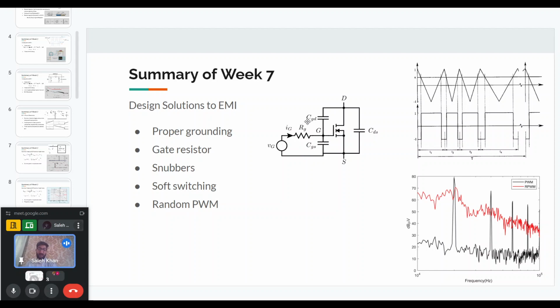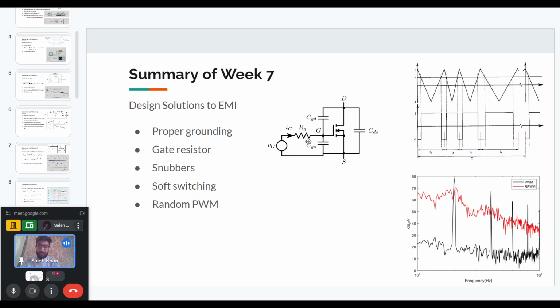So if we have a higher resistance, then it will take more time for the capacitor to charge. So it will take more time for the device to turn on and similarly turn off. So even at the same voltage level, the time will increase, so dV/dt will decrease. So by increasing the value of Rg, we can reduce the EMI.